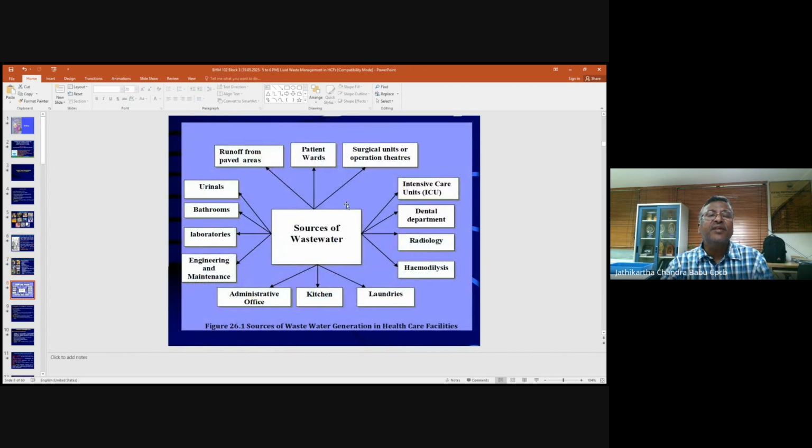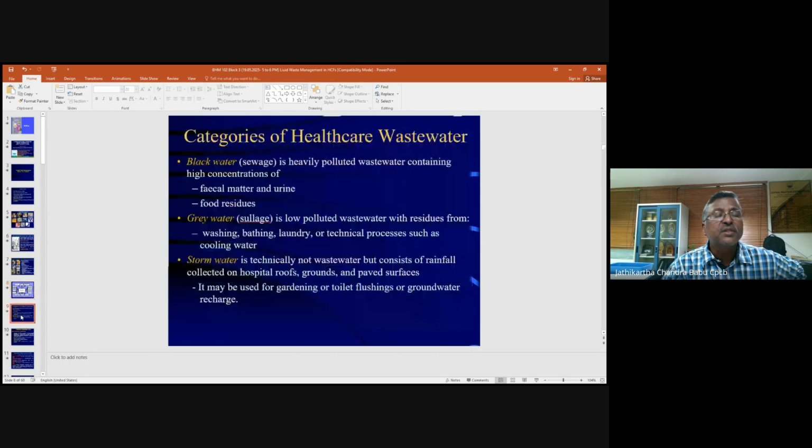In a systematic way, just to understand easily, these are the sources of the wastewater generation from the hospitals, which includes intensive care units, dental departments, ICU, radiology, hemodialysis, laundries, kitchen, administrative office, engineering department, laboratories, bathrooms, urinals, runoff from paved areas, and patient wards, surgical units or operation theaters. These are the possible sources of wastewater generated from the hospitals.